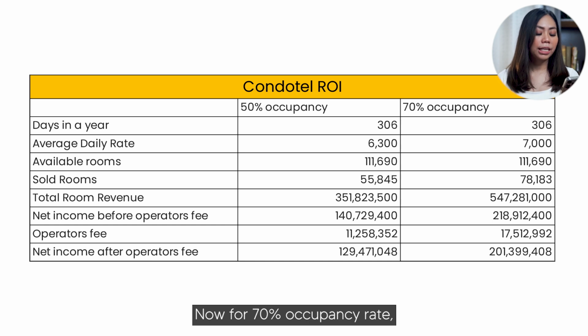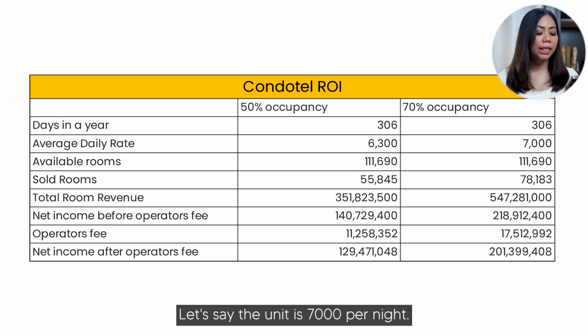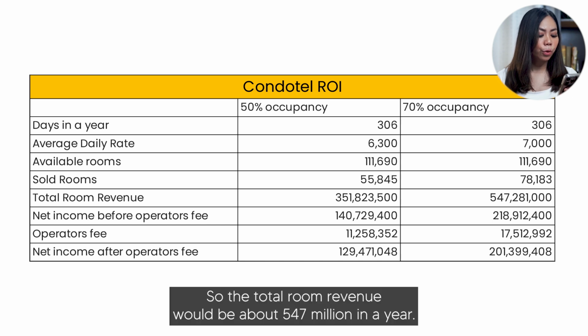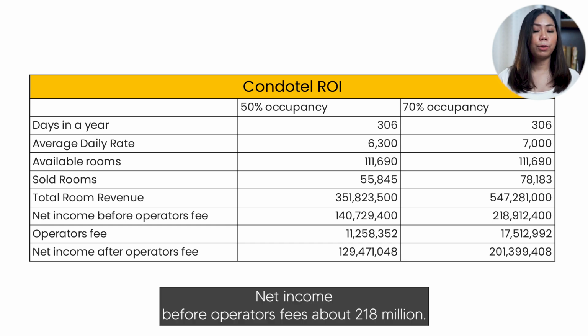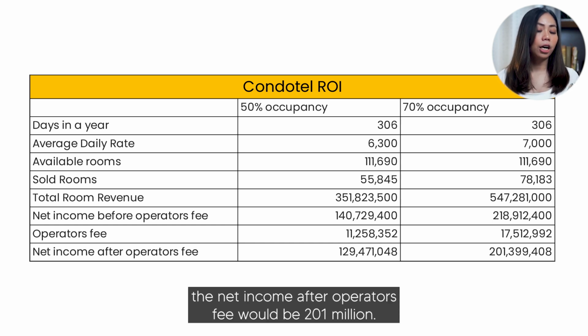Now for 70% occupancy rate, 306 days in a year, it's operational. Let's say the unit is 7,000 per night. So available rooms, 111,690. Sold rooms, 78,183. So the total room revenue would be about 547 million in a year. Net income before operator's fee is about 218 million. So the operator's fee would be 17 million, while the net income after operator's fee would be 201 million.